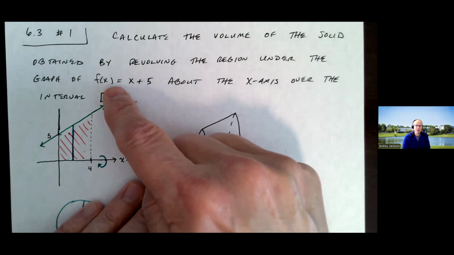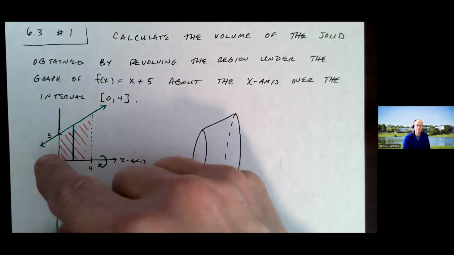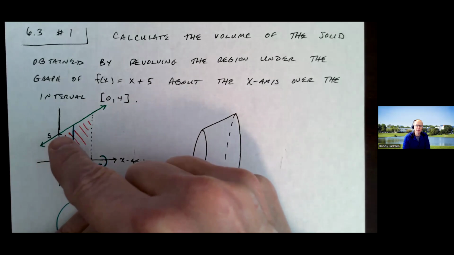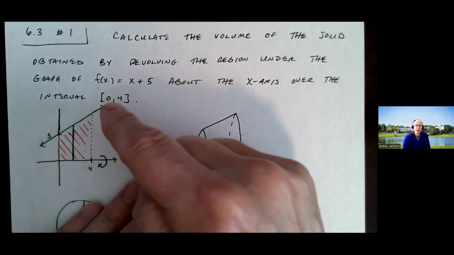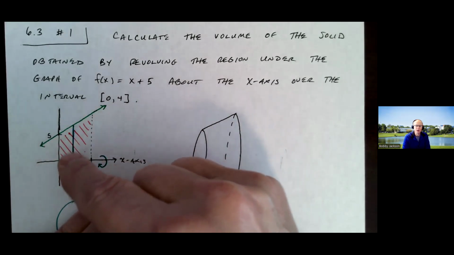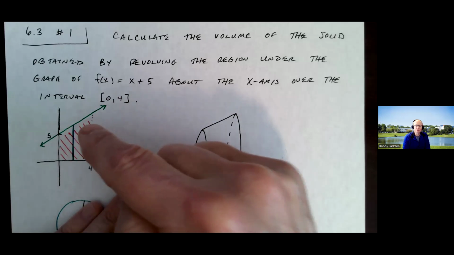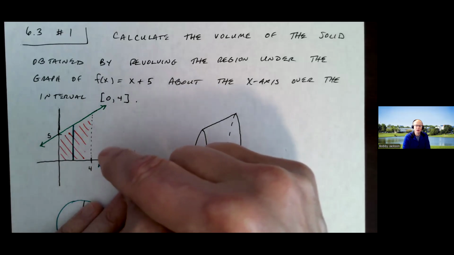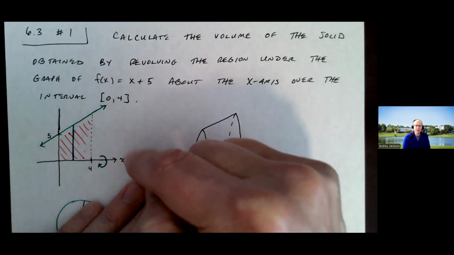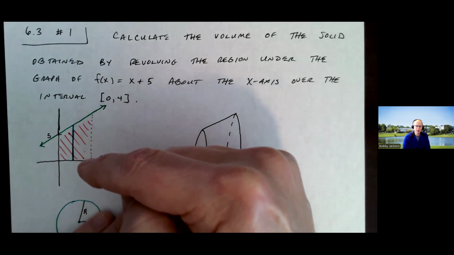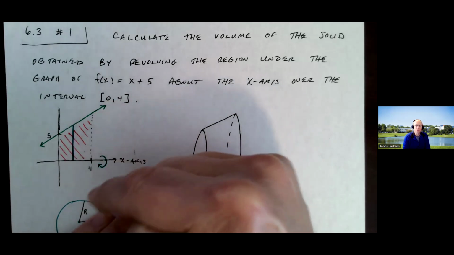Let's graph the function x plus 5. It's just a line of slope 1 passing through the y-axis at y equals 5. And we're integrating from 0 to 4. So I've shaded in this sort of trapezoidal region here. So we're going to take this region and rotate it about the x-axis. So it's going to come out of the page, back into the page, and go around. And it's going to form a solid.